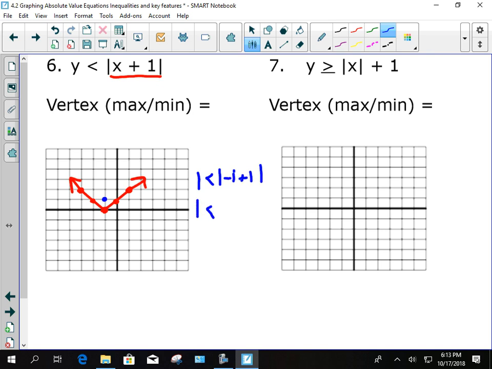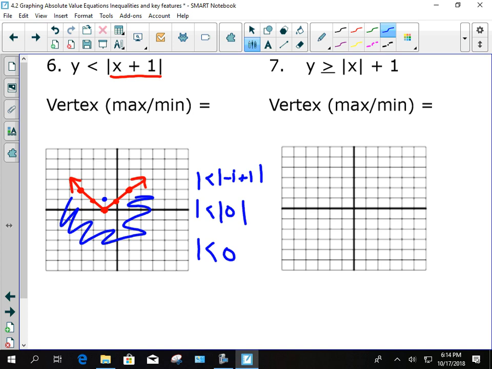So is 1 less than the absolute value of 0? Is 1 less than 0? No. So we have to shade outside. You pick a point inside the cone, inside the V. If it's true, then you shade inside. If it's false, you shade outside.